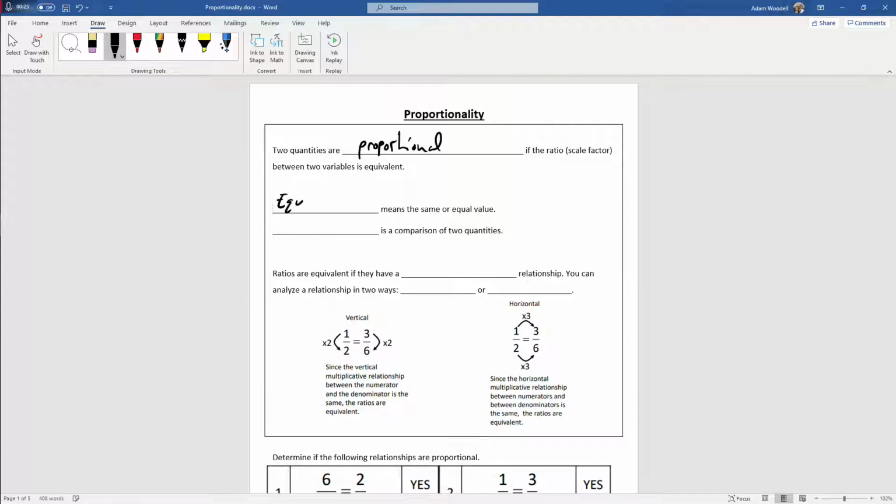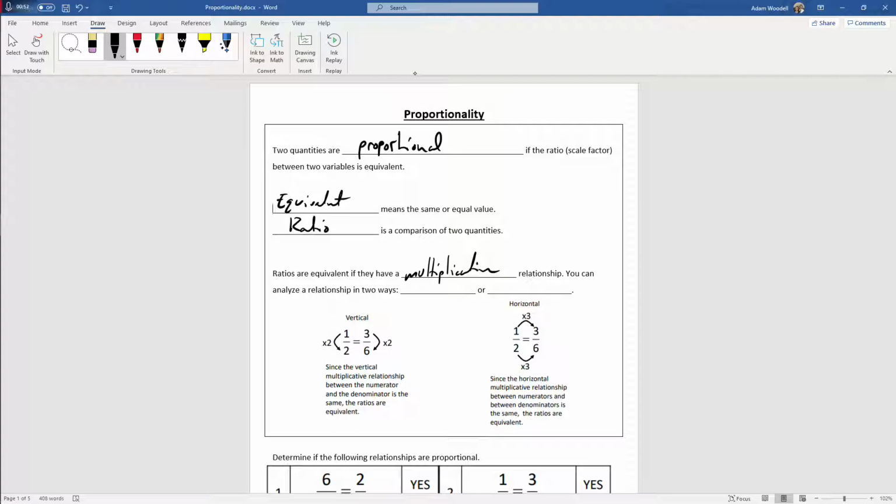So equivalent means that they are the same, and a ratio, as you guys remember from last year, is a comparison of two quantities. And we've seen this word ratio when we talked about the rational number system. Ratios are equivalent if they have a multiplicative relationship. Multiplicative, obviously coming from the word multiplication.